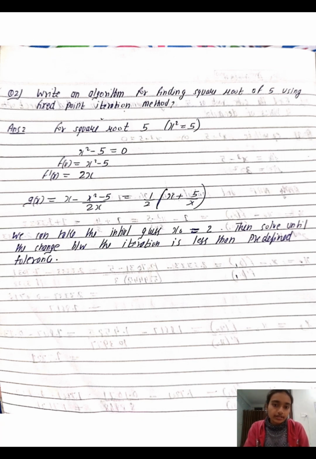Now the second question is: write an algorithm for finding the square root of 5 using the fixed point iteration method. Now we are solving. For the square root of 5, we take x square equals 5, which is x square minus 5 equals 0. Now the function f(x) is x square minus 5 and f'(x) is 2x.